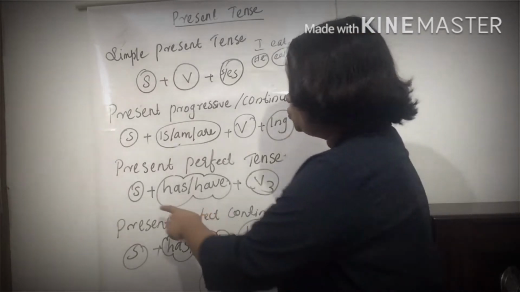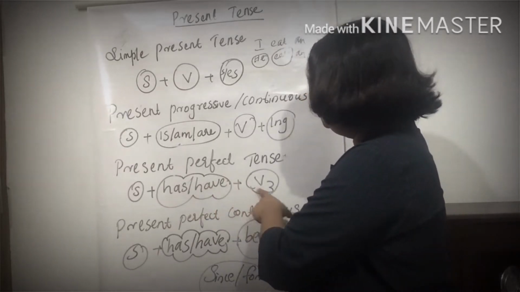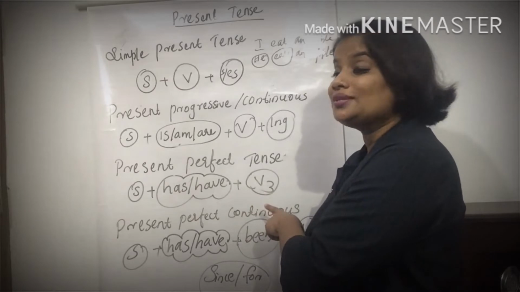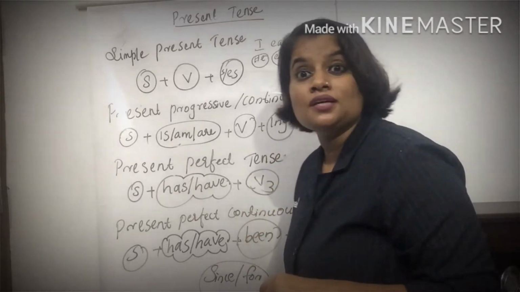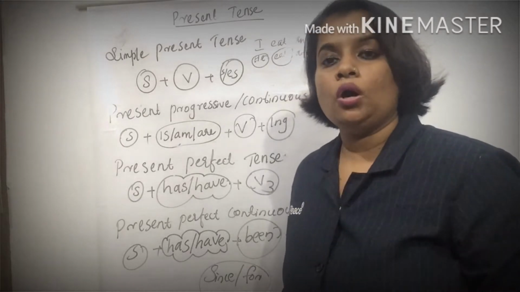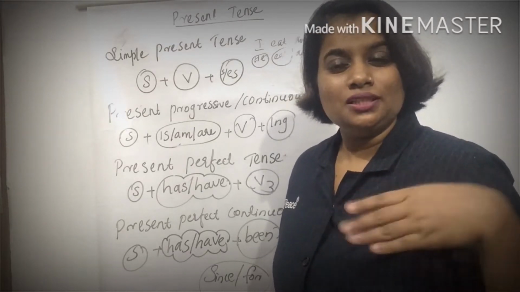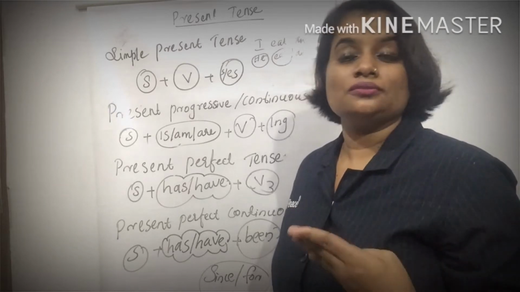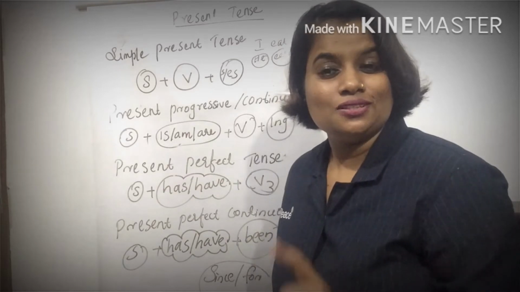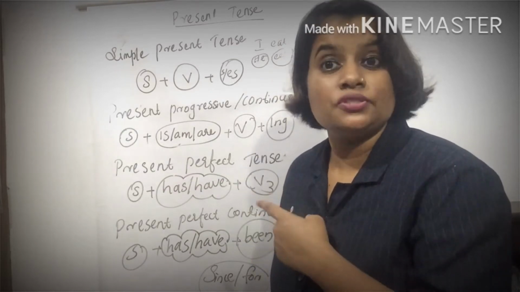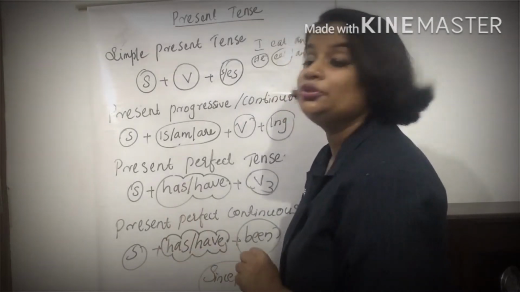Along with has or have, what can you use? Yes, you have to use only the verb third form. The verb third form is the past participle form of the verb. Sleep, slept, slept. Teach, taught, taught. Write, wrote, written. So V3 is written, the third form you have to use.